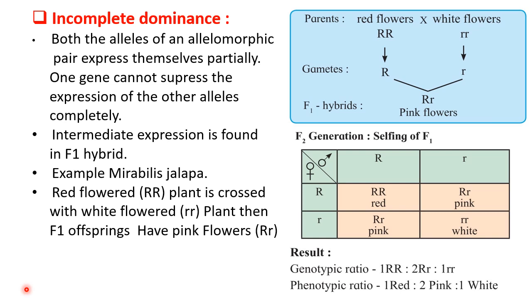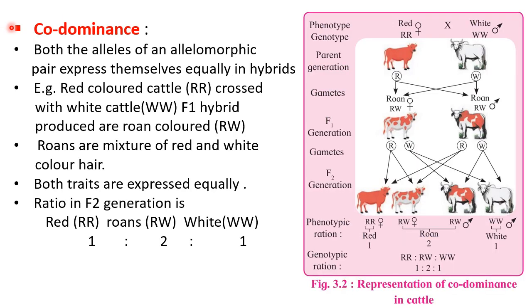when two individuals are crossed, then both alleles of an allelomorphic pair express themselves partially. One gene cannot suppress the effect of the other genes. Hence, they are incompletely expressed. Hence, the law is called the law of incomplete dominance. Now, we will study the law of codominance.